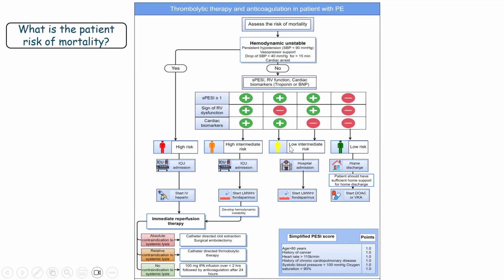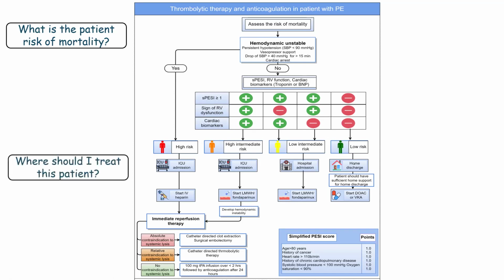The second question for the management of these patients is where should I treat them? For high risk and high intermediate risk patients, the patient needs to be admitted to the intensive care. For low intermediate risk patients, the patient can be admitted to the hospital ward. And for low risk patients, the patient can be discharged safely to home.